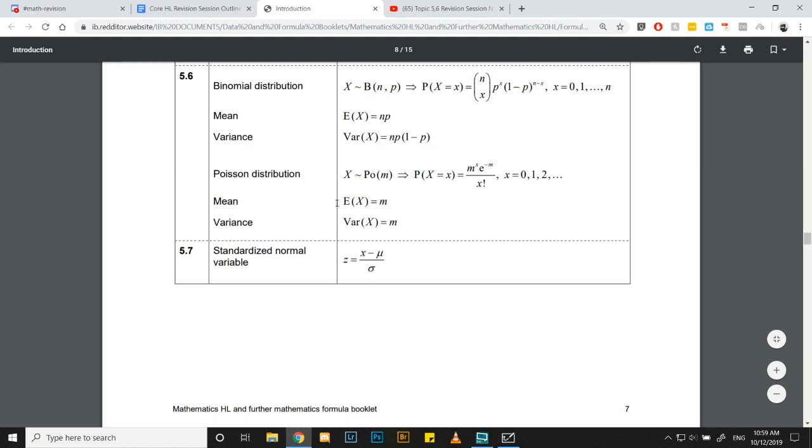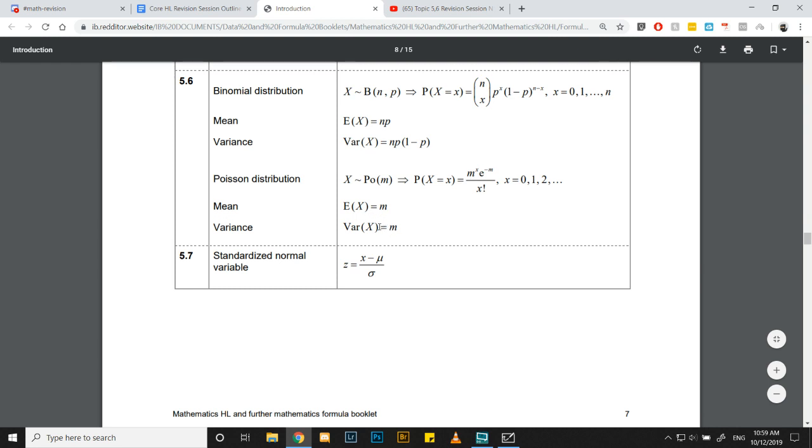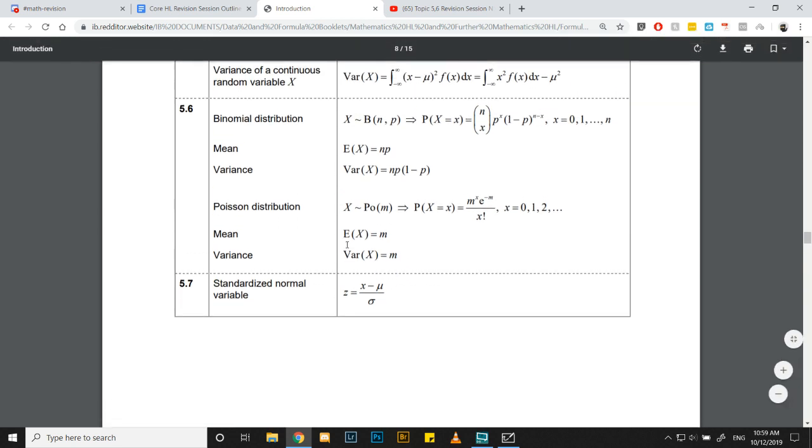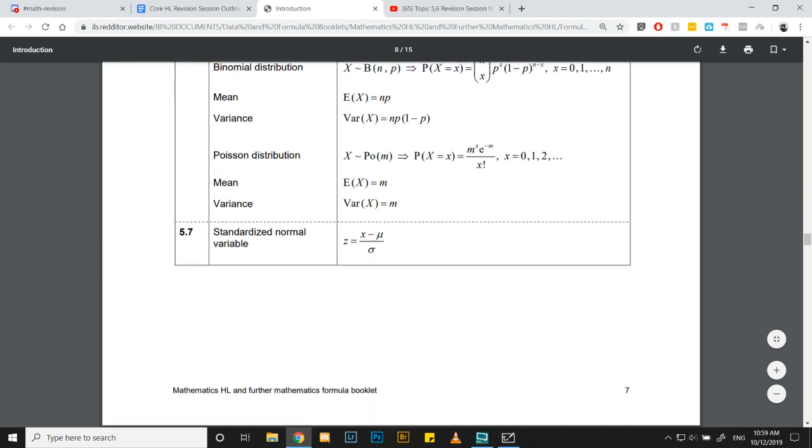For a Poisson distribution only, the variance is the same as the mean. The expected value is the mean, and the variance is also the mean. This is the only distribution where this occurs. Don't just do this everywhere.